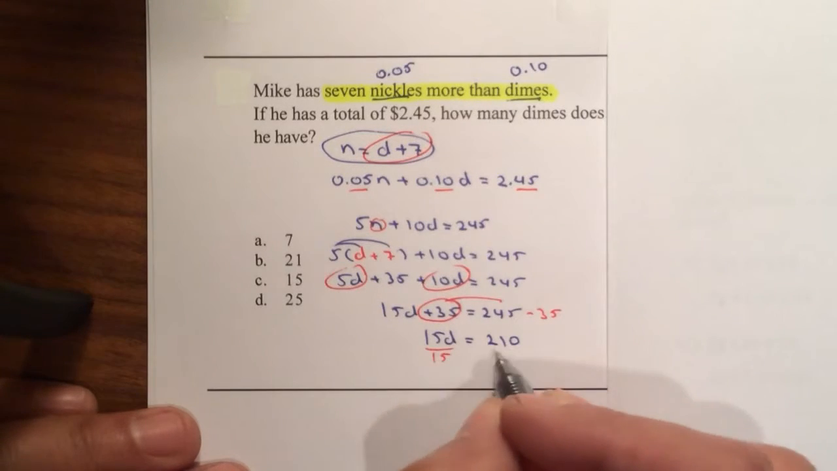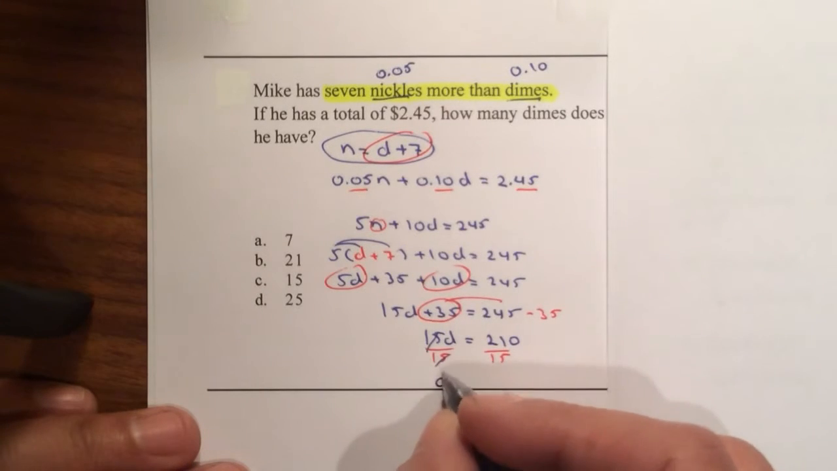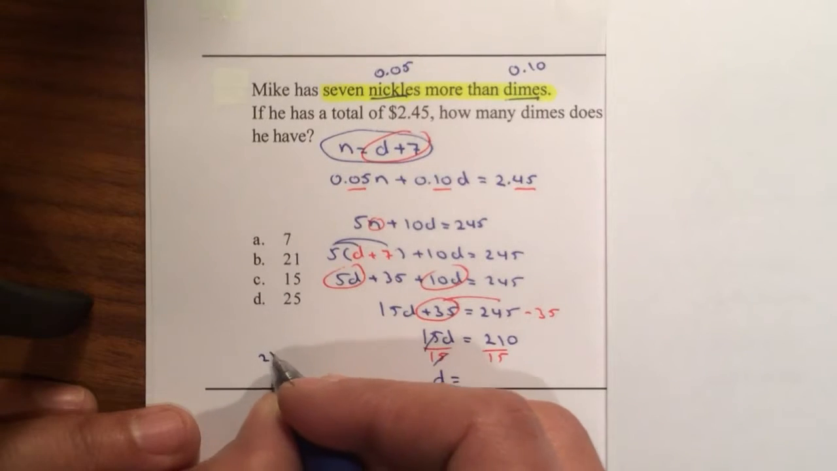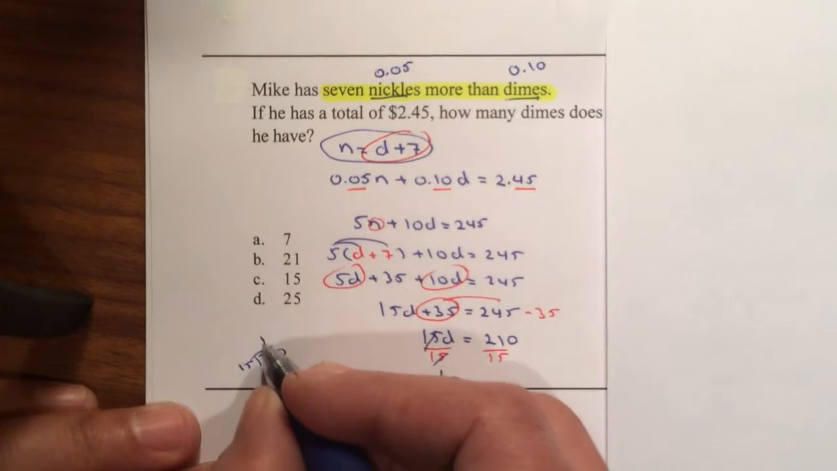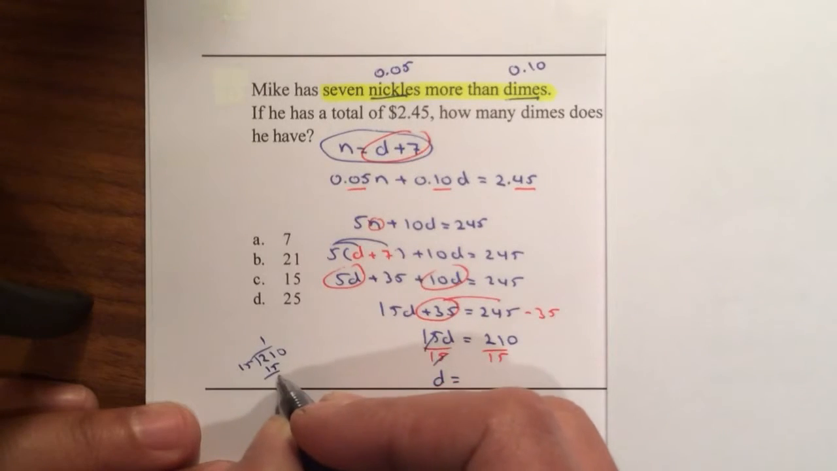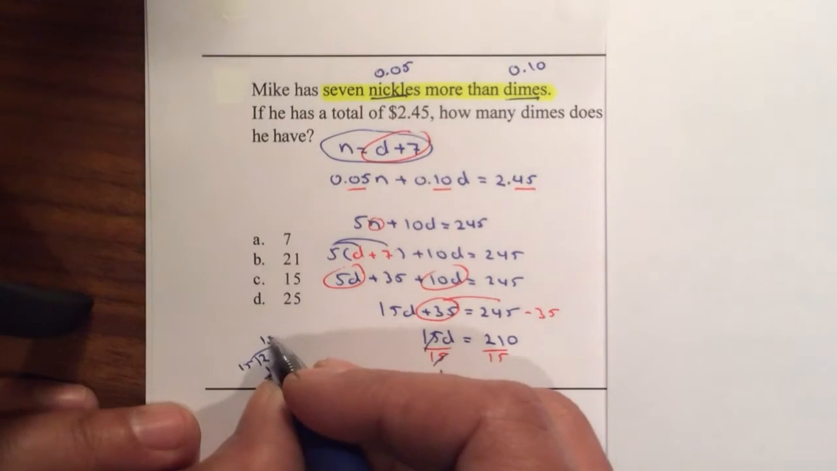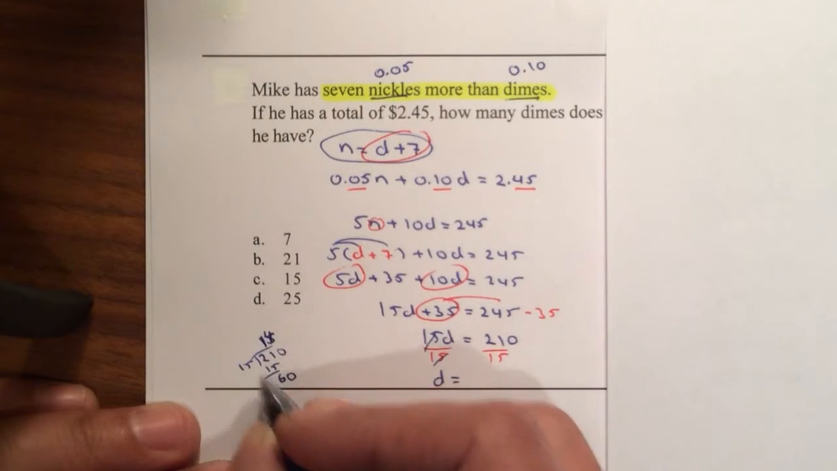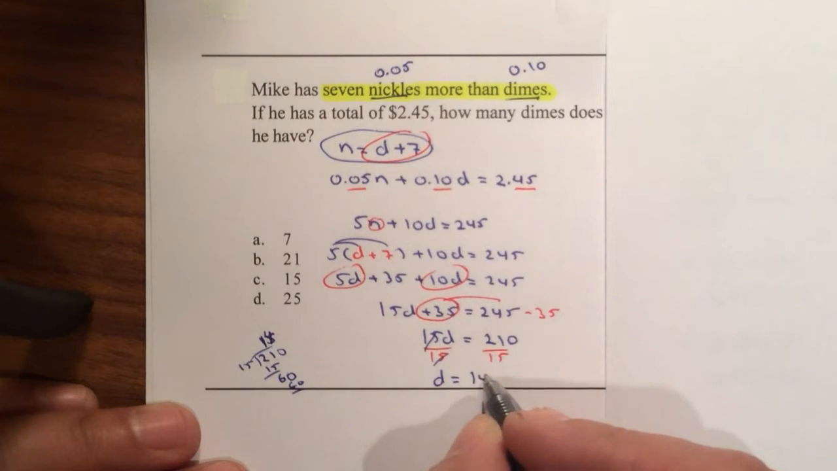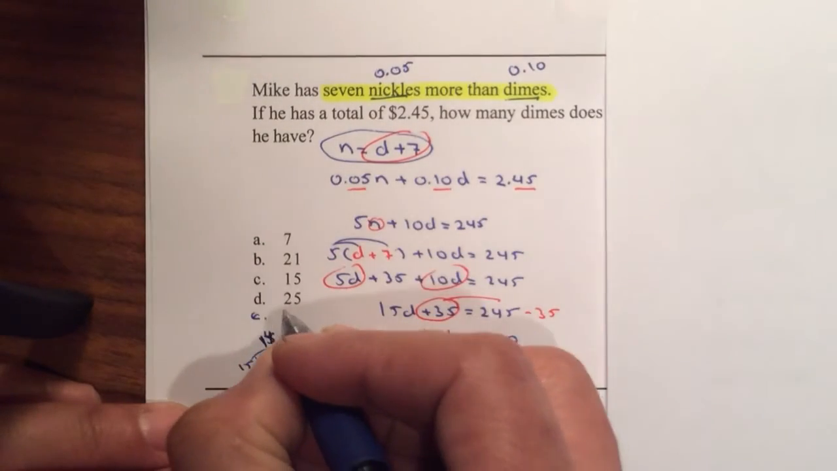I'm going to divide by 15. Divide by 15. That cancels. So therefore d is equal to 210 divided by 15. 15 goes into 21 once. 1 times 15 is 15. Subtract gives me 6. Bring down the 0. 15 goes into 60 4 times. 4 times 15 is 60. So d is equal to 14. And your answer is letter E, 14.